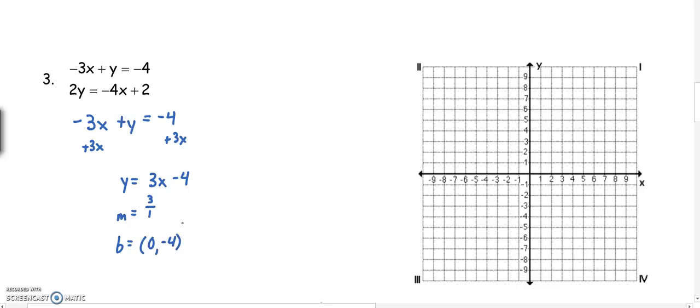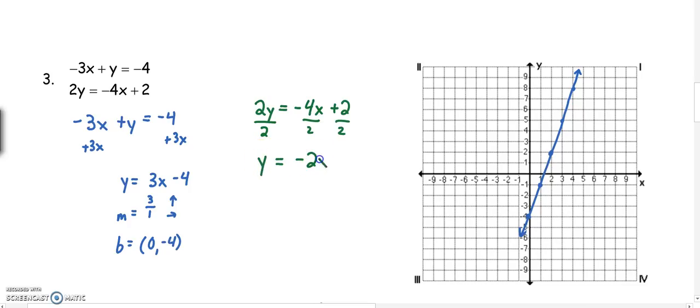So I'm going to start at -4 on the y-axis. I'm going to use my slope up 3, right 1, all the way across my graph. I'm going to connect that line. My second equation, 2y equals -4x plus 2. In order to get y by itself, I'm going to divide everything by 2 because y was being multiplied. So y equals -2x plus 1.